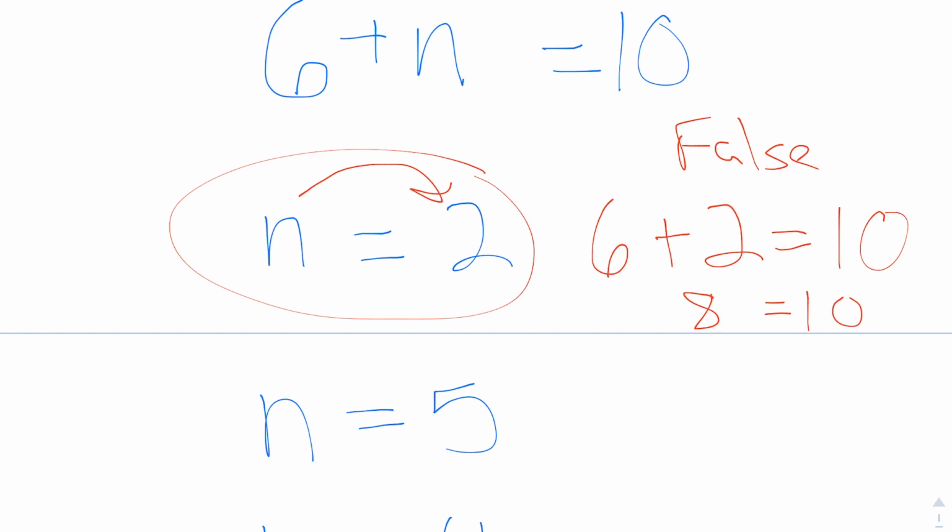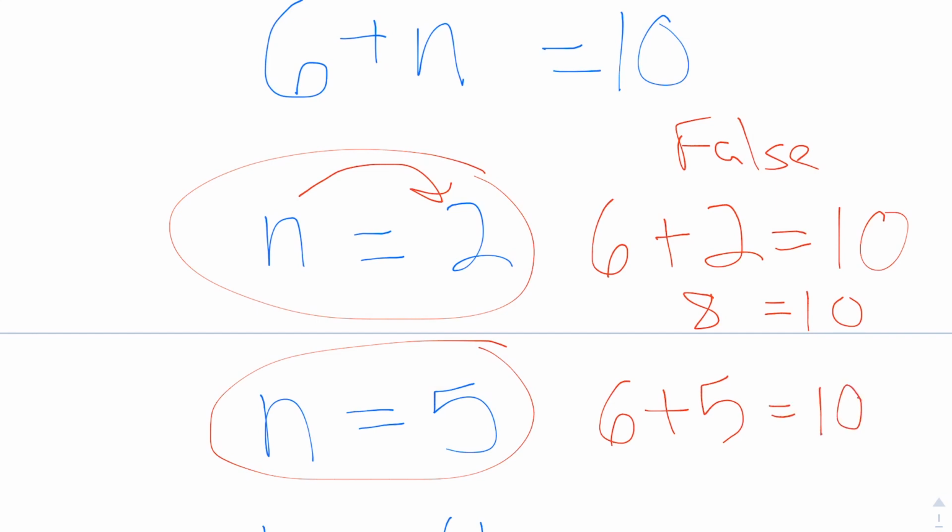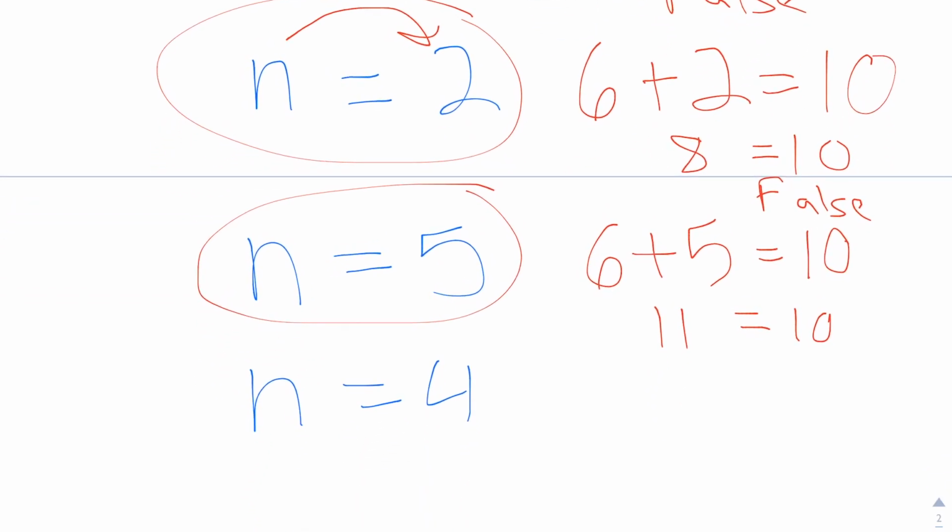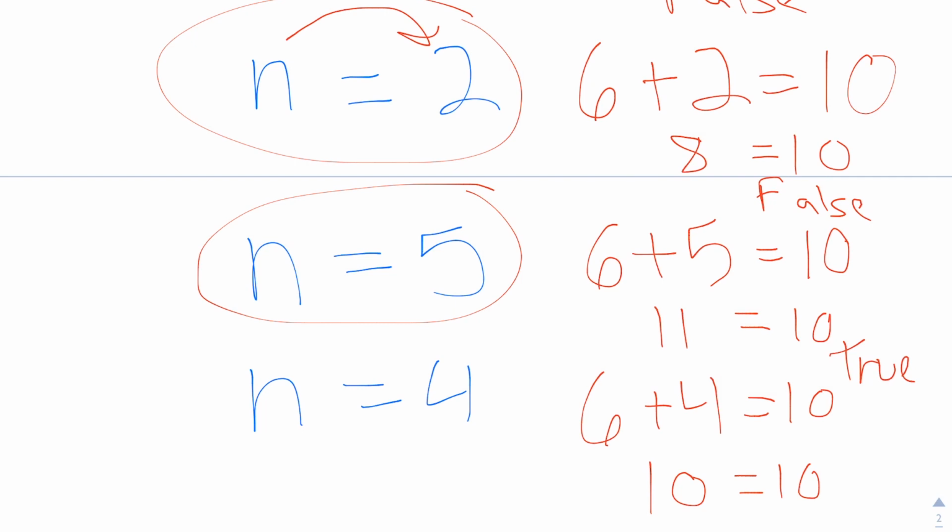So we're taking our open statements and deciding which number is going to make that true. So our next one, I'm going to do 6 plus 5 because I'm replacing that n with a 5. That's what it's telling me to do, equals 10. So 6 plus 5 is 11 equals 10. Again, another false statement. Now our last one, let's do 6 plus 4, since that's what it tells me to replace n with, equals 10. 6 plus 4 is 10, equals 10, and that's our true statement. So 4 would be our solution to this open statement.